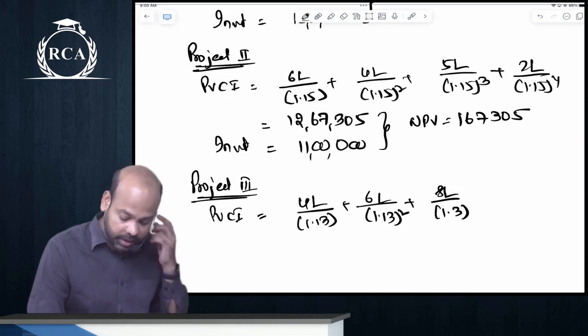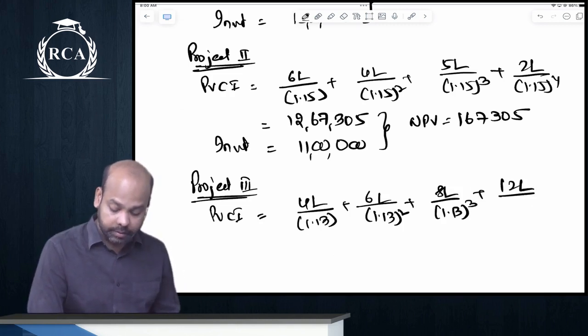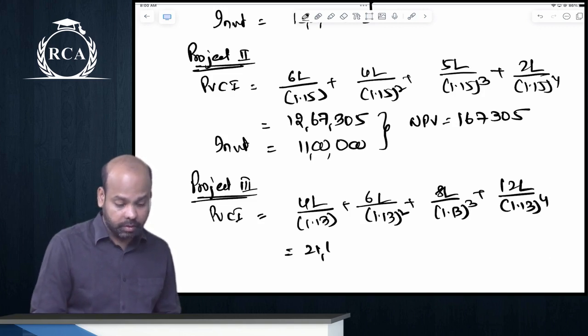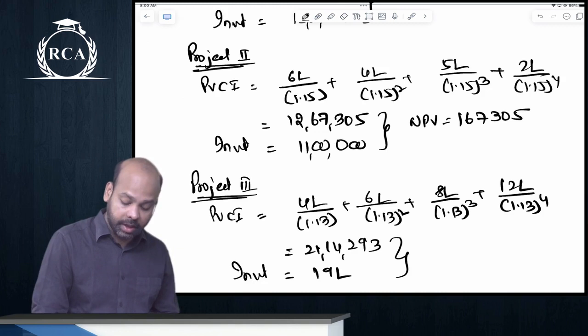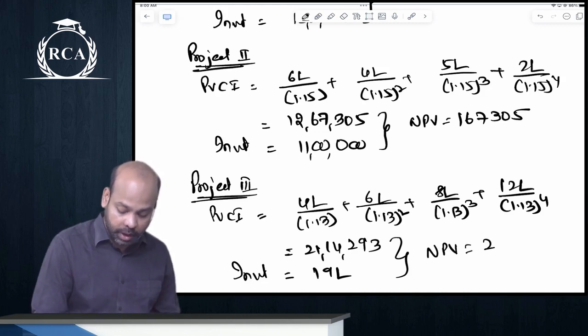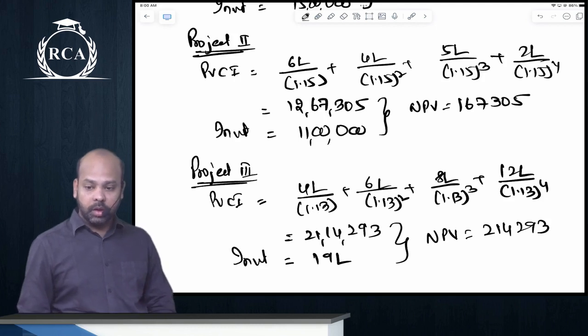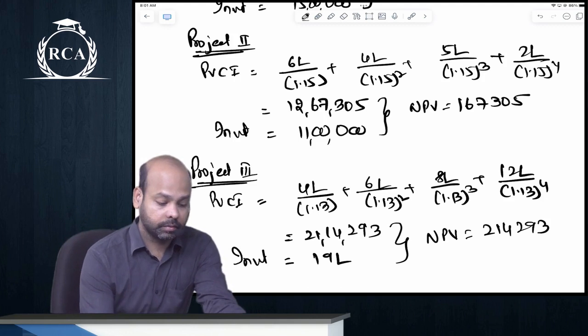How much is this beta? एक second. 21 lakhs 293. Your investment as such, guys, in the last project is 19 lakhs. Therefore NPV beta is 2 lakhs 14,293. Finish off all the computations, guys, then we'll write the conclusion.